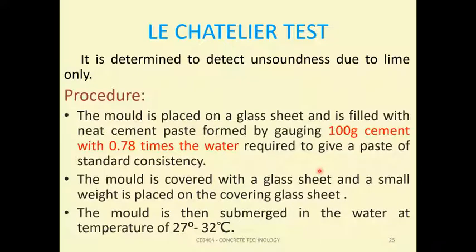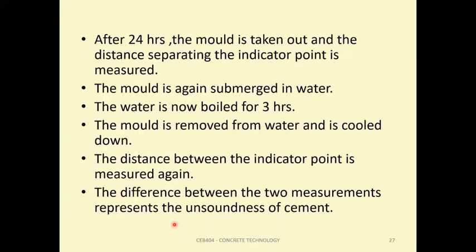In this test, first the mold is placed on the glass plate and it is filled with a cement paste formed by 100 gram of cement mixed with 0.78 times the consistency water. The mold is covered with a glass plate and a small weight is placed on the covering glass plate. The mold is then immersed in water at a temperature of 27 to 32 degrees Celsius for 1 day. Then the mold is taken out and the distance between the indicator pointers is measured.